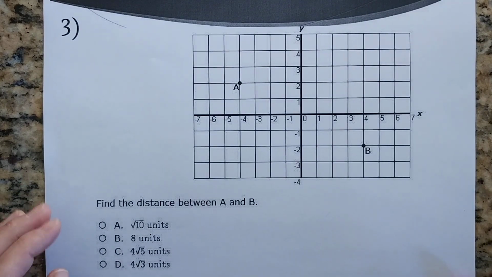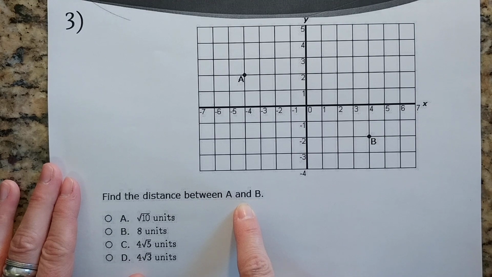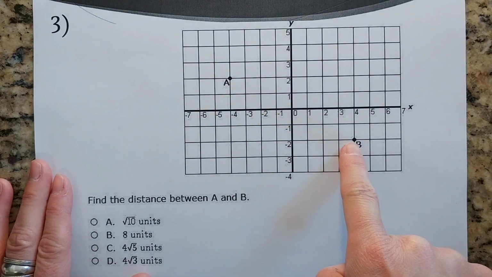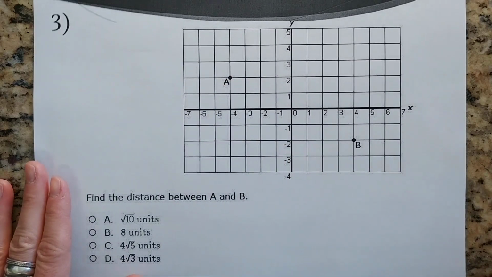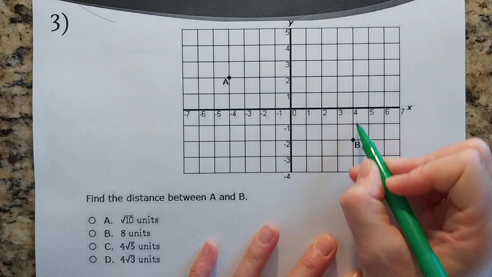All right, let's take a peek at number 3. Again, here we're asked to find the distance between 2 points, A and B. We're going to practice using the distance formula. So first thing we would have to do is to name points A and B so we can actually have coordinates to work with. So point B, to the right 4, down 2.